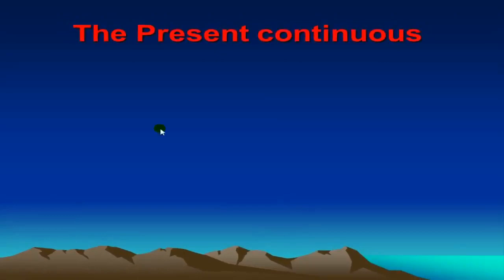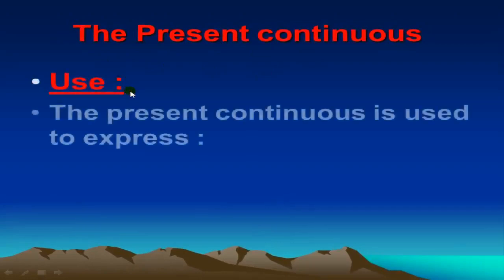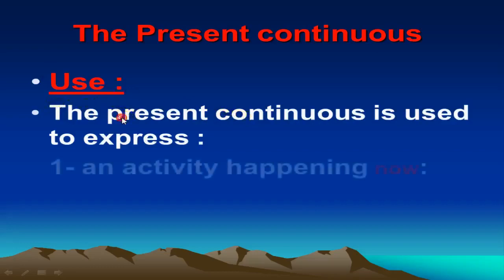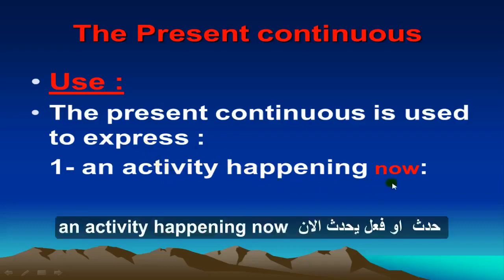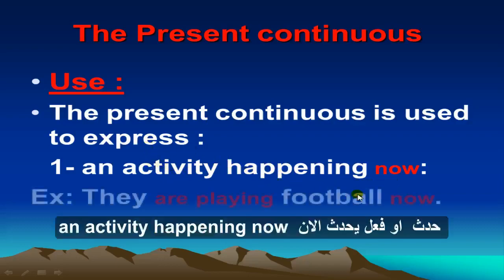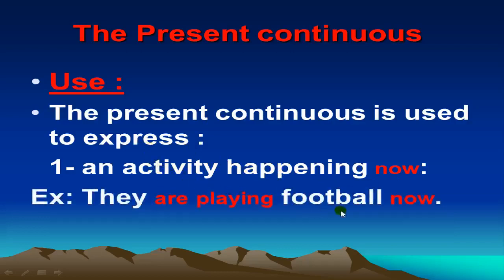The present continuous. Use. Why do we use the present continuous tense? The present continuous is used to express an activity happening now. Something happening now. Example: They're playing football now.